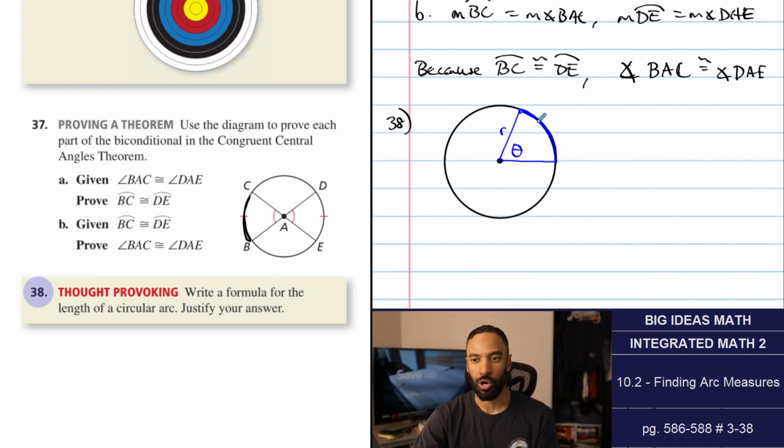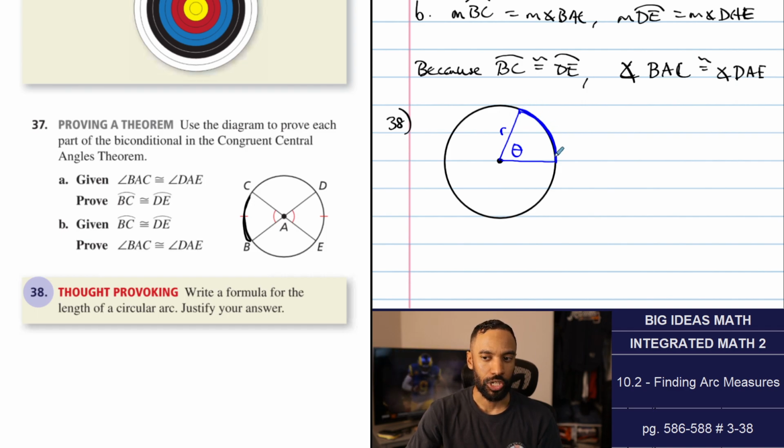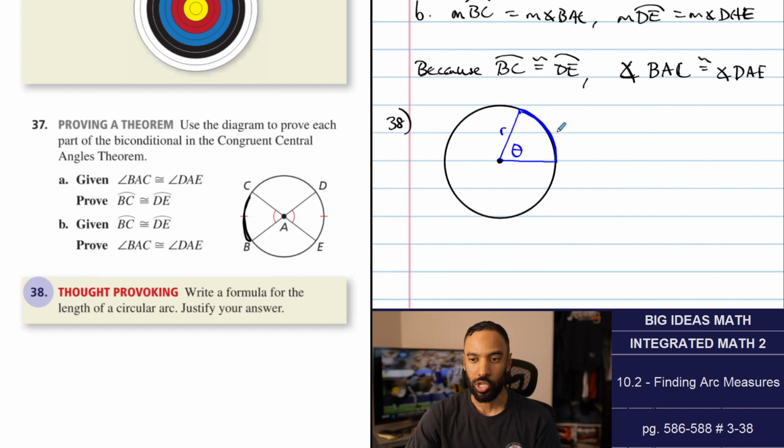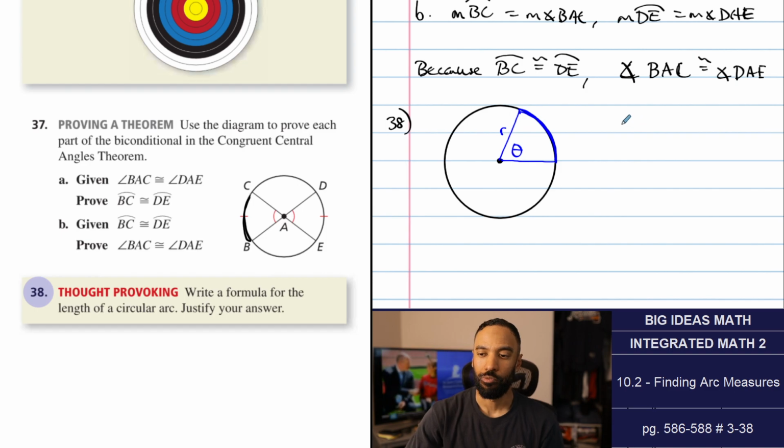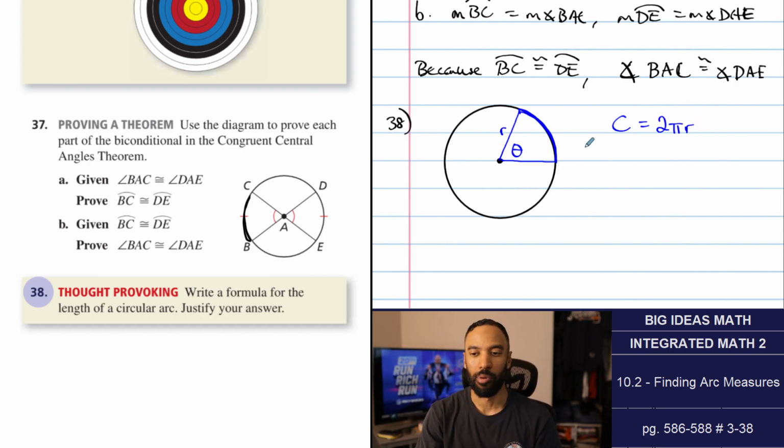The thing you'll have to understand about this is that the length of this arc is whatever equal fraction this arc's measure is out of 360, compared to the circle's circumference. Let's say it was a quarter of the circle, like 90 degrees, then we would take a quarter of its circumference. That's what we're doing. So we're setting up a proportion. First we begin with the circumference of the circle, which is 2 pi r, 2 pi times your radius.